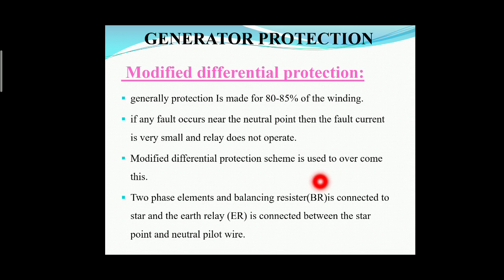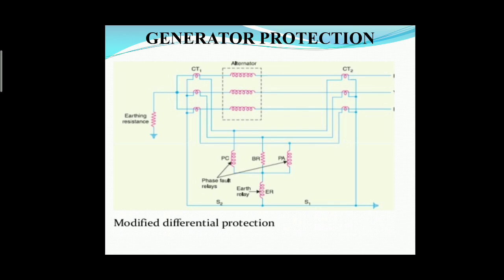Okay, the two-phase elements and balancing resistors are connected to the stator, and the earth relay is connected between the star point and the neutral pilot wires. This is the modified differential protection scheme for generators.